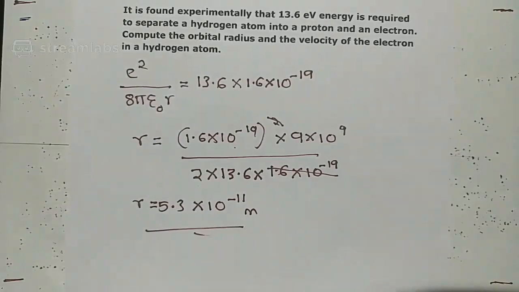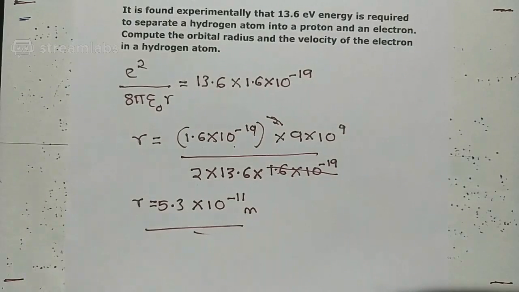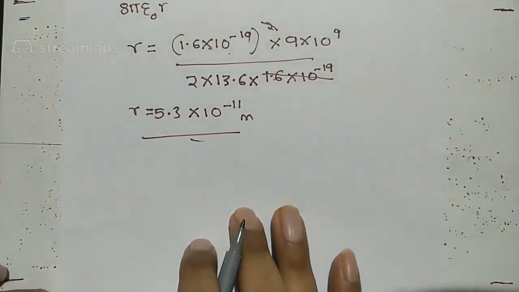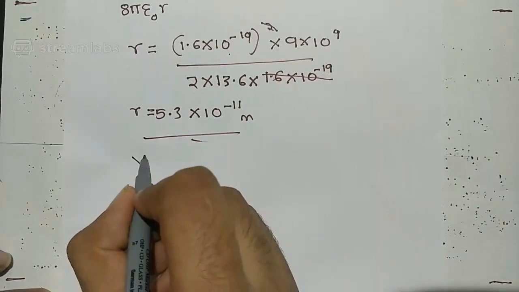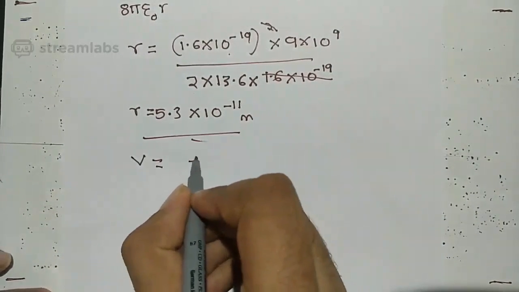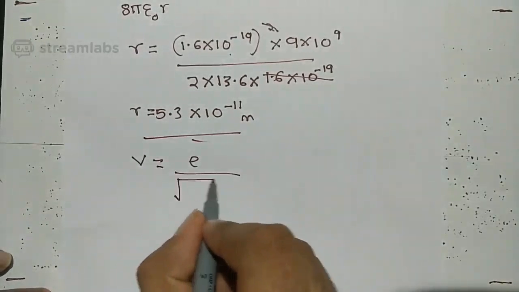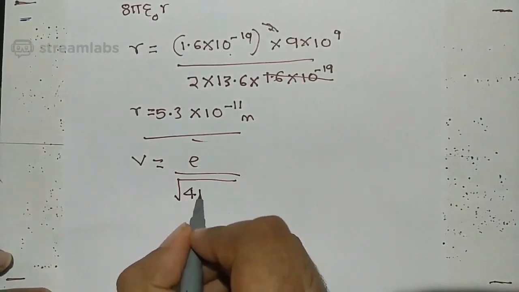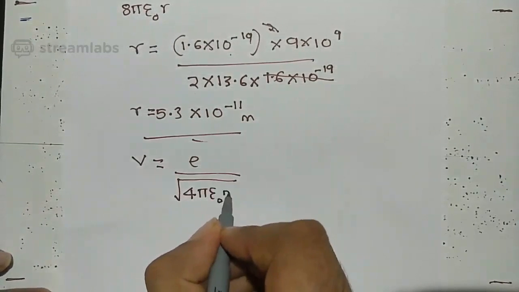The second question they have asked is to find the velocity of the electron in a hydrogen atom. So you know the formula for the velocity of the electron, that is E by square root of 4 pi epsilon naught into m R.